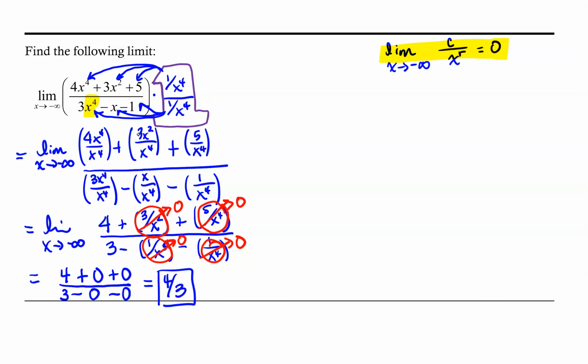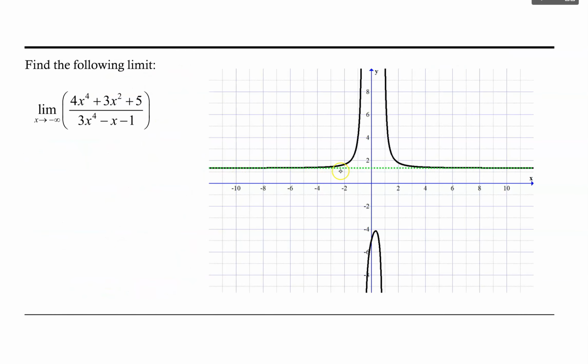Meaning that as x heads to negative infinity, the values of my original function approach 4/3. And we can see that behavior here in our graph of the function. As x heads towards negative infinity, you can see this horizontal line at 4/3, and the function is approaching 4/3 and getting closer and closer to 4/3.